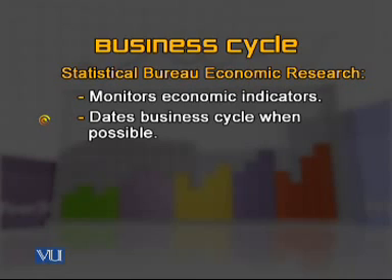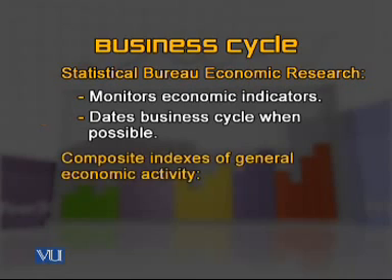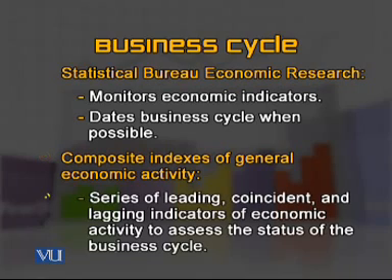All these economic indicators help us make decisions. These composite indices of general economic activity help us make good decisions. These are a series of leading, coincident and lagging indicators of economic activity to assess the status of the business cycle. So if you have leading indicators, we're talking about economies being healthy. If we have lagging indicators of economic activity, we're talking about a depressing stock market.